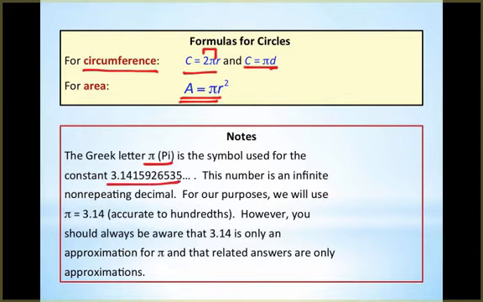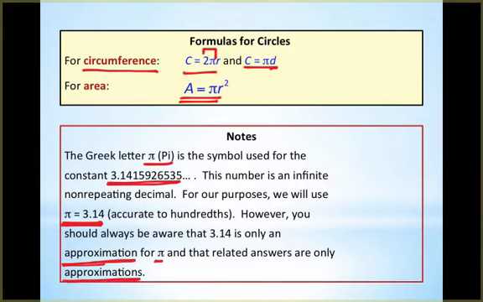Now we do need to remember that the number pi comes from the Greek alphabet, and it's the symbol that we use to represent 3.14, and then that number goes on forever and it never repeats or stops. So we're going to use pi to be 3.14. On most calculators, there should be a pi button, but if you don't have one, then just go ahead and use 3.14. But keep in mind that that is just an approximation for pi, and you are not going to be completely accurate if you use that value for pi. So all of our answers are going to only be approximations.